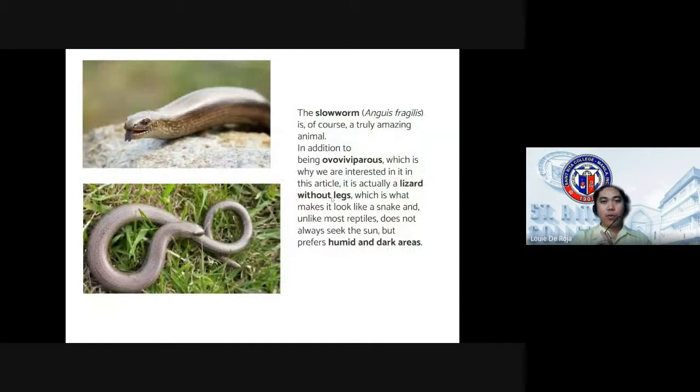Okay, the slow worm is of course a real amazing animal. In addition to being a Viviparous, which is why we are interested in it in this article, it is actually a lizard without legs, which is what makes it look like a snake. And unlike most reptiles, it does not always seek the sun, but prefers humid and dark areas.